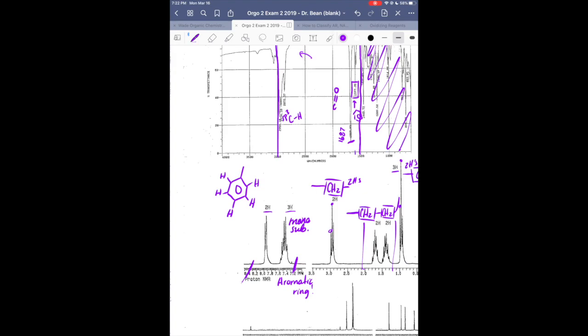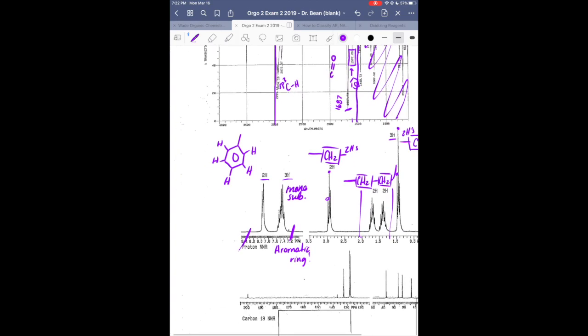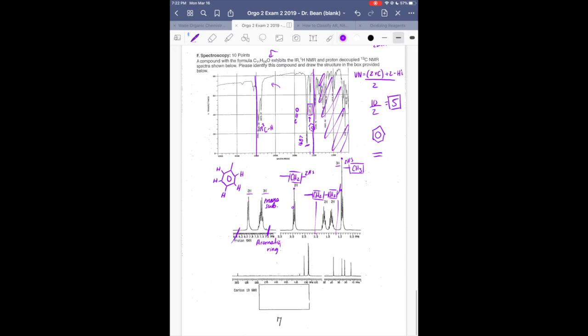So it's mono-substituted. That's why we have an integration of 5, because one of those spots is being taken by a group. So that's why that one doesn't show that it has a proton, like right here. Doesn't show that it has a proton.